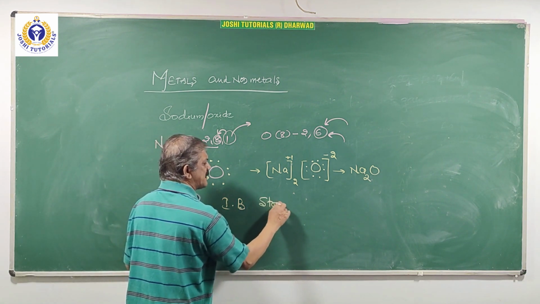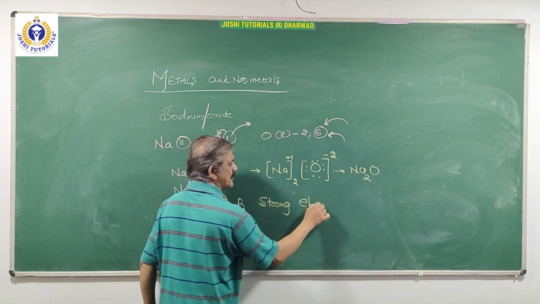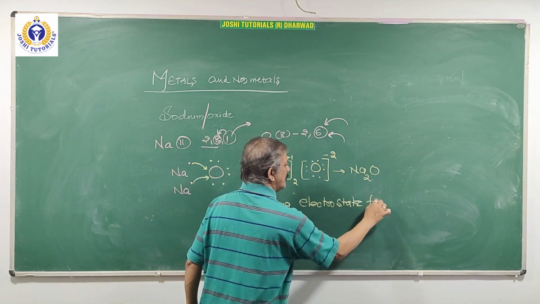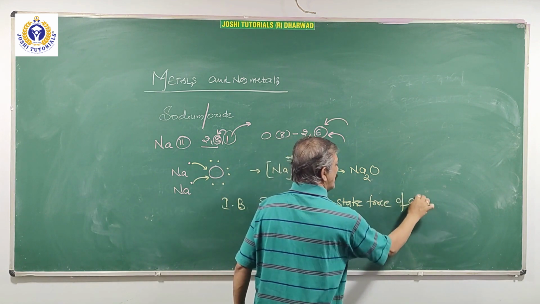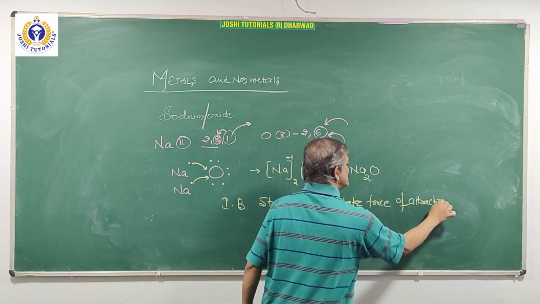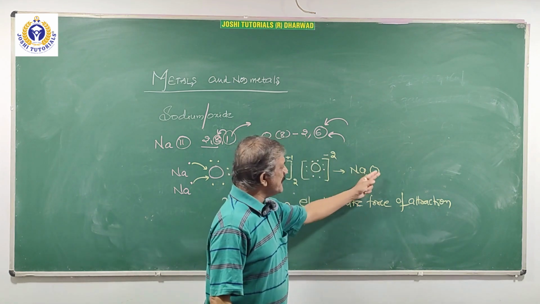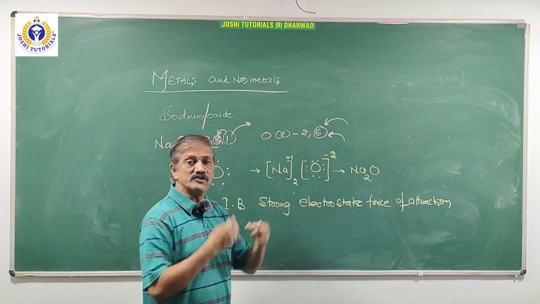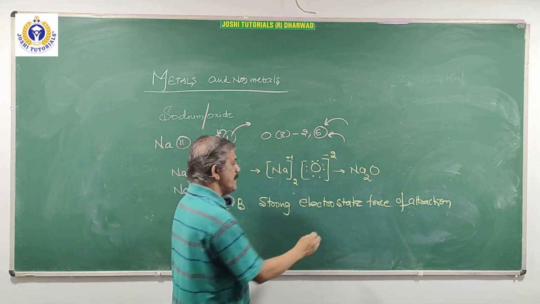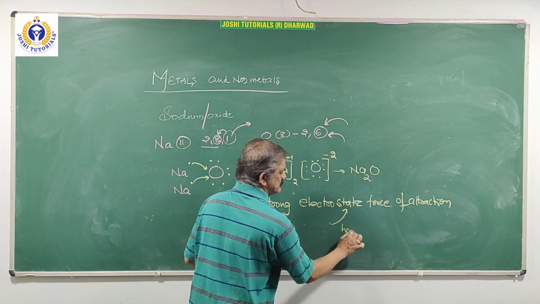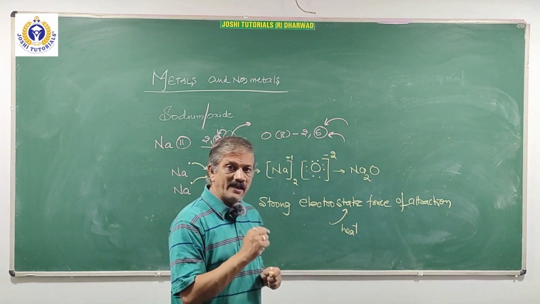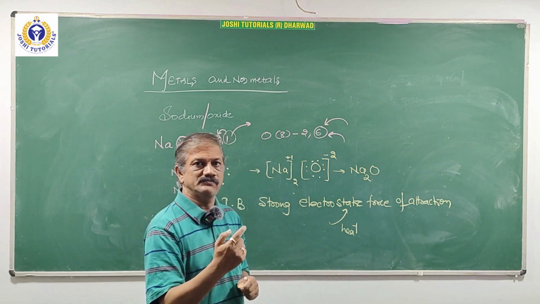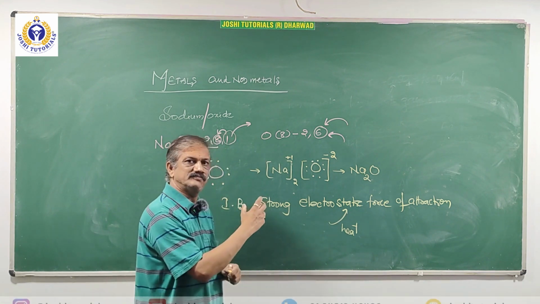Strong electrostatic force of attraction. Between sodium and oxygen, there is a presence of strong electrostatic force of attraction. That's why more heat is required to break the bond. That is why ionic compounds have high melting point. They are rigid.